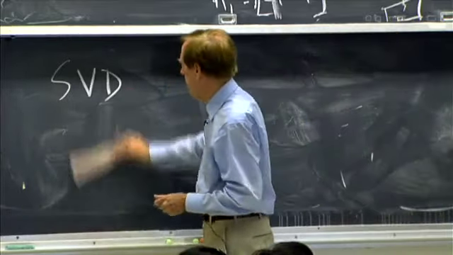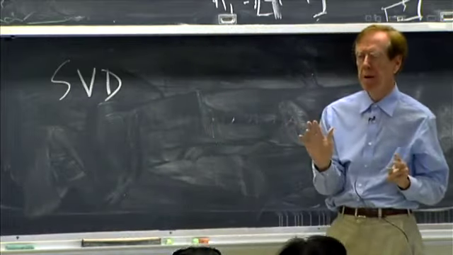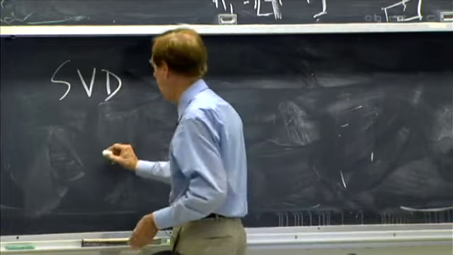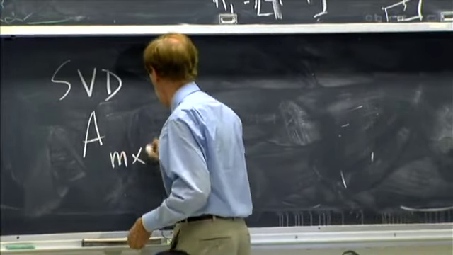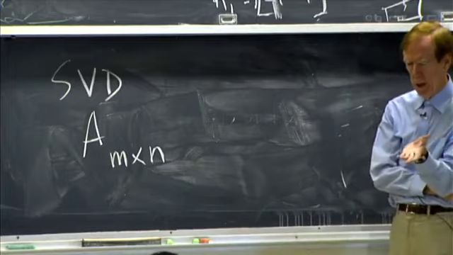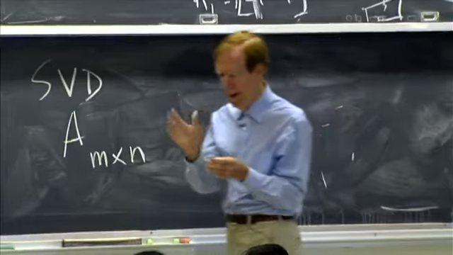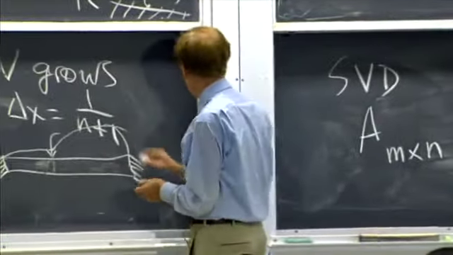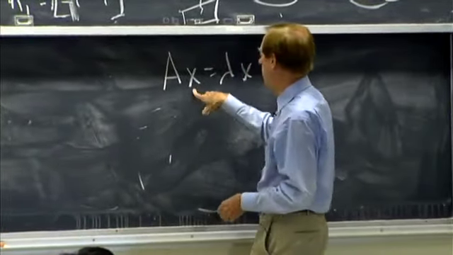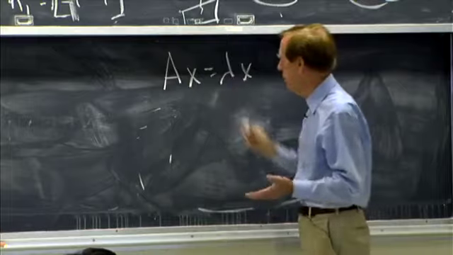Okay. So what's the first point? The first point is that every matrix, even a rectangular matrix, has got a singular value decomposition. So the matrix A can be m by n. I wouldn't speak about the eigenvalues of a rectangular matrix, because you remember the eigenvalue equation wouldn't make sense. Ax equal lambda x is no good if A is rectangular, right? The input would be of length n, and the output would be of length m, and this wouldn't work.